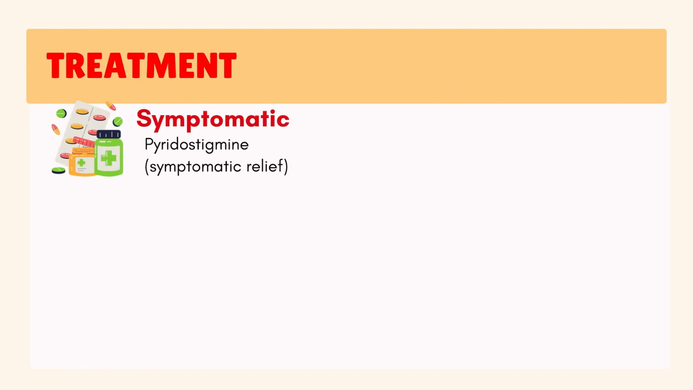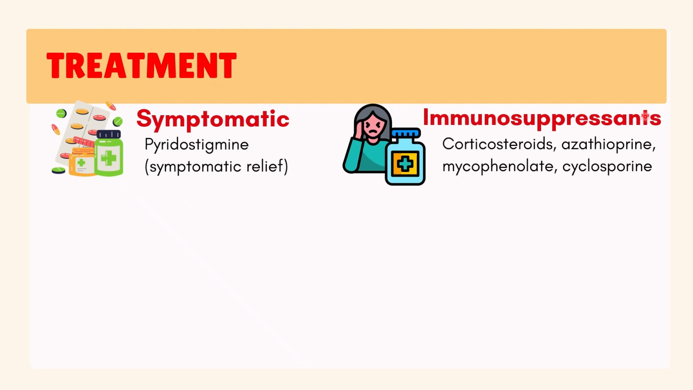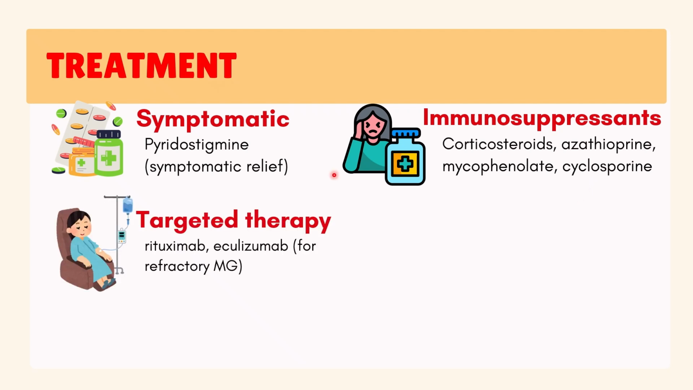Now let's see the treatment. Treatment is twofold: controlling symptoms and modifying the immune response. For symptoms, the main drug is pyridostigmine, which prevents breakdown of acetylcholine, allowing more of it to stimulate the remaining receptors. To dampen the autoimmune attack, we use immunosuppressants such as corticosteroids, azathioprine, or mycophenolate. In severe or resistant cases, targeted therapies like rituximab or eculizumab can be effective.